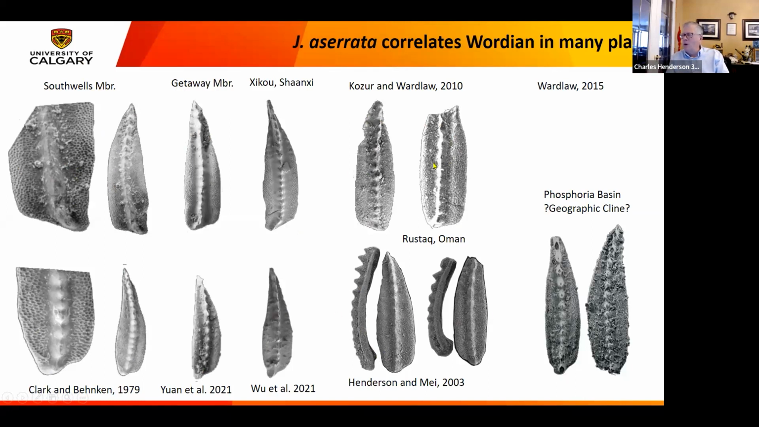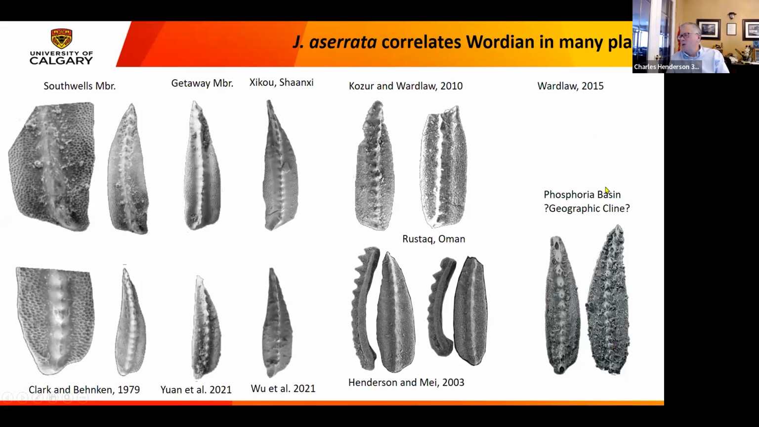Here's some that Kozur and Wardlaw in 2010 also illustrated. And in the Shiko section and Shanxi province, this is a paper by Wu et al. 2021. Shuzhong showed some new work that they've done here as well. But they have both of these morphotypes there as well, in rocks that they correlated as the Wordian. No, doesn't seem to be a problem in correlating the Wordian in many parts of the world. Maybe a problem in some of the boreal realm.